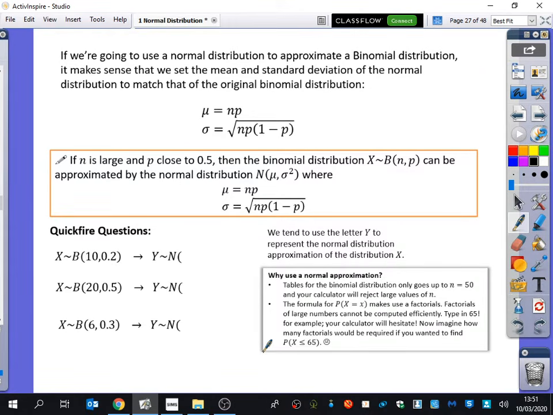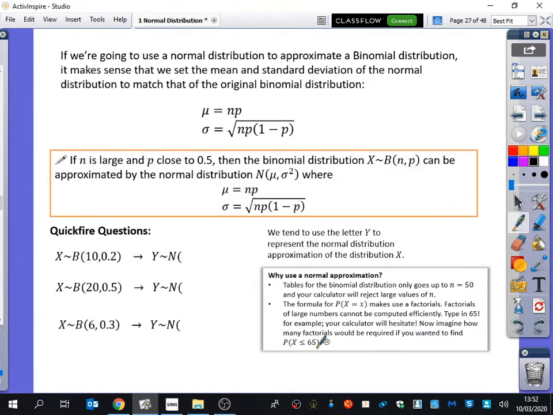The reason is because the formula for binomial makes us use factorials, and factorials of large numbers cannot be computed efficiently. If you were to type in 65 factorial, for example, your calculator will hesitate and really slow down. Now, if you were going to try and think how many factorials you would need to be able to calculate a binomial probability where x was less than or equal to 65, your calculator is going to get pretty tired.